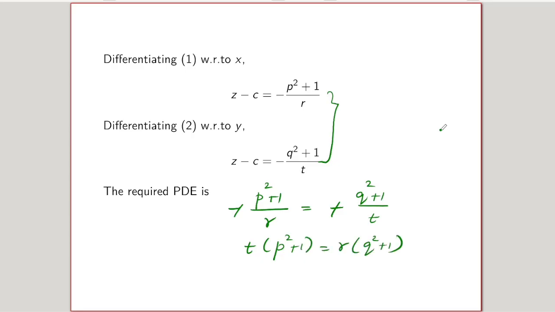So this is a PDE of second order, because you can observe that this t and r are of second order.